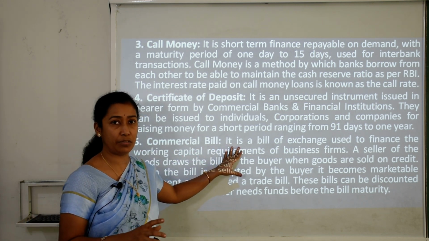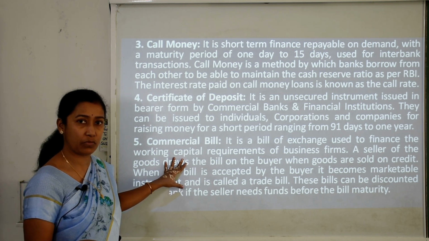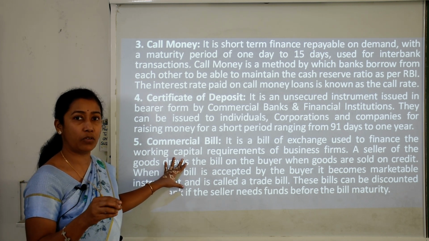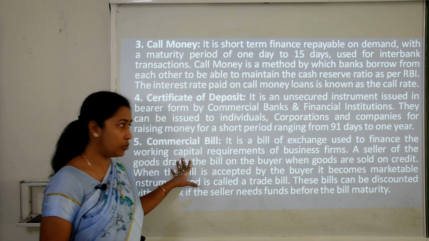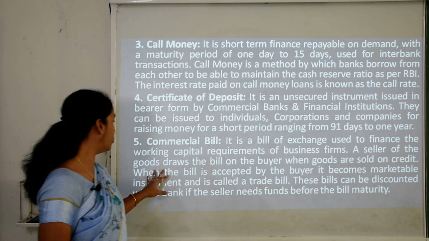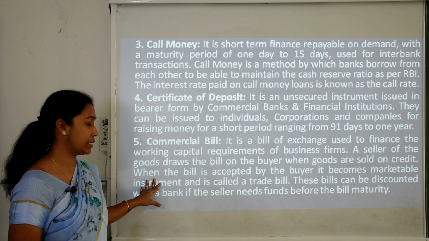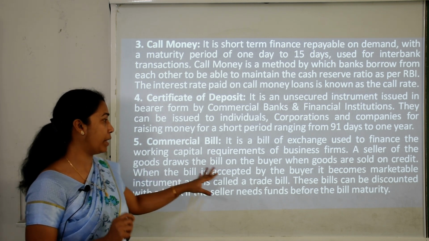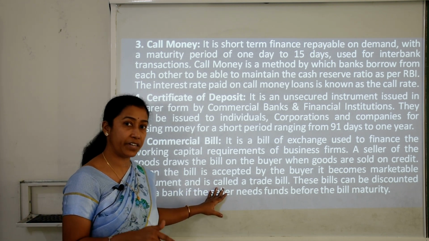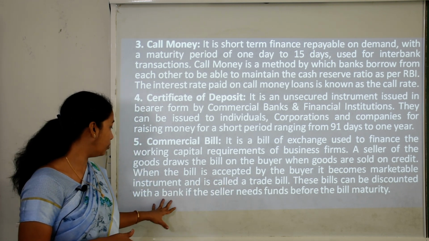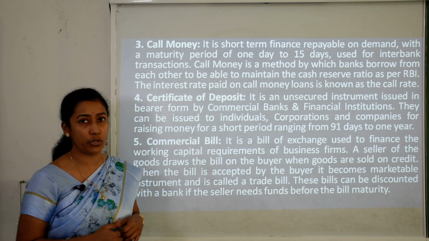Fifth is commercial bill. It is a bill of exchange, used to finance the working capital requirement of various business firms, that is the day to day needs of business firms. A seller of the goods draws the bill on the buyer when goods are sold on credit basis, and when this bill is accepted by the buyer, it becomes a marketable instrument and is called a trade bill. This bill can be discounted with a bank if the seller needs funds before the bill matures.